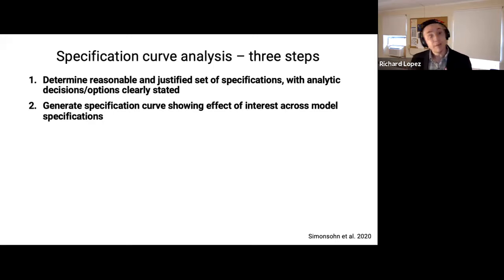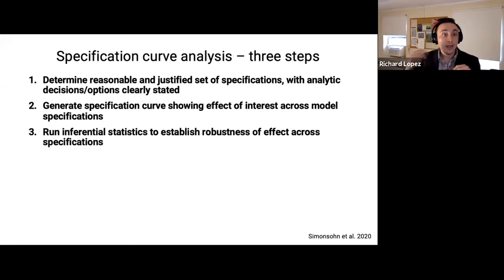Then you would generate a specification curve showing an effect or effects of interest across all the model specifications. So again, that's one of those smaller ovals in that figure I showed you a little bit earlier. And then you can run not traditional, but slightly modified inferential statistics to establish how robust, how reliable or consistent an effect or effects of interest is across all the specifications, right? So these are the overarching steps that you have to carry out if you're going to do any type of specification curve analysis, generally speaking.